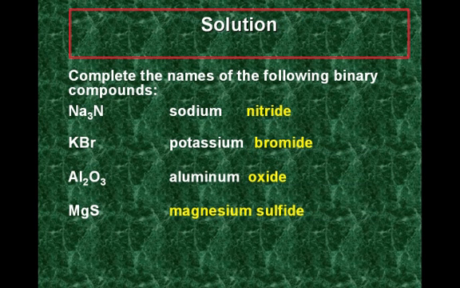So sodium was sodium nitride, so that was nitrogen, ending changed to IDE. Potassium and then bromine, but we changed the ending again to IDE, so it's bromide. And then aluminum and oxygen, but again we changed the ending to IDE, so that's oxide. And then finally magnesium sulfide was the last compound. So name of the metal, and then the nonmetal is sulfur, and again change the ending to IDE.